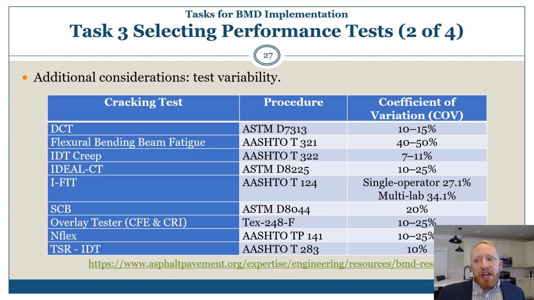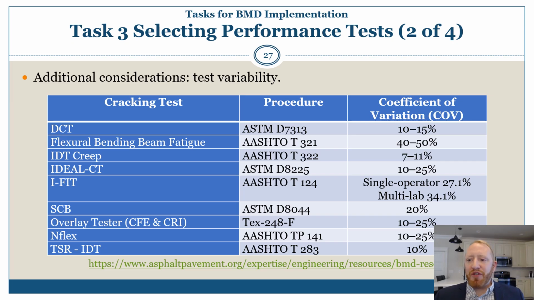A big consideration is test variability. We've tried to synthesize a lot of the work that's been out there on the different cracking tests and the coefficient of variation, or COV. Often variability is found to be most of concern in the cracking test realm and less so in the rutting tests. There's a lot more variability and intricacies to that testing, often stiffness based, and there are many things that can affect that, often specimen preparation.